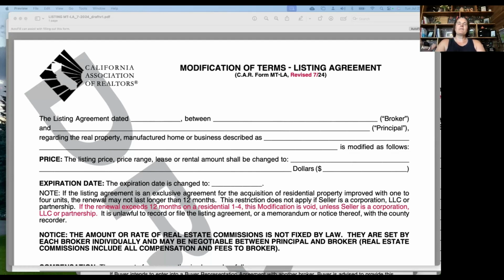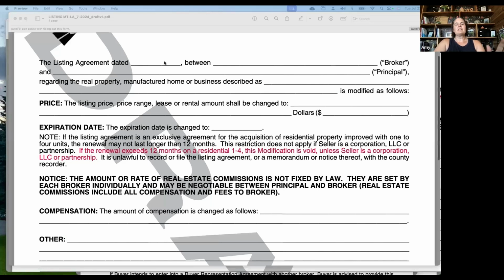They have the modification of terms listing agreement specifically for between you and the sellers. And then they have a modification of terms buyer representation agreement. So this one gives you the opportunity. You're going to say listing agreement dated between broker and principal. The principal is the seller. The real property, manufactured home or business, you're going to put the address or the legal description there.